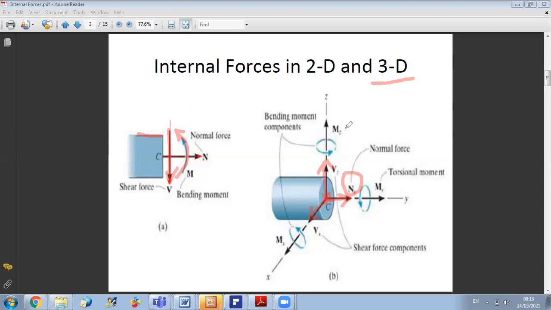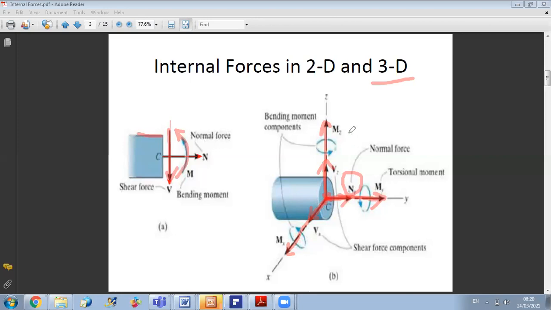Okay, so these are concerning internal forces. For internal moments, in 3D you have a torsional moment, so you can have torsion of your structure. The torsion moment will be perpendicular to the section, while you will have two bending moment components, one along Z, one along X. So the couple moments along the axes of the section plane are bending moments, while the moment perpendicular to the cross section plane is a torsional moment. It will cause torsion of my structure.